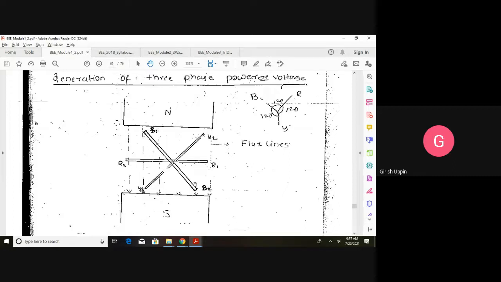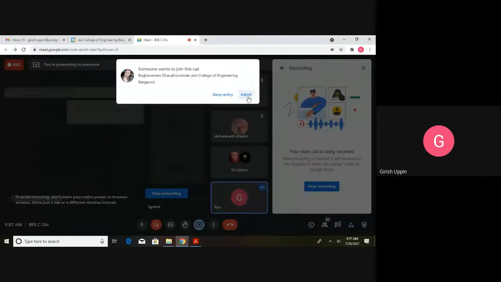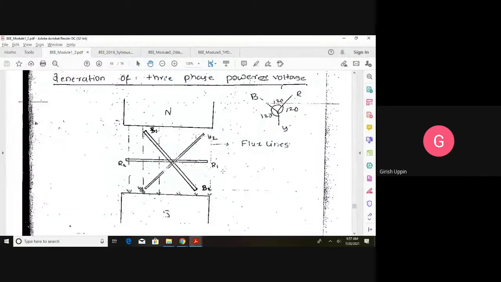When the R1 comes back to the same position, again flux cut is zero. So that is how in the R phase we will have one cycle of the voltage, which is very similar to a single phase. Now you just understood about the R phase. Similarly, on the same armature we have Y phase and B phase.